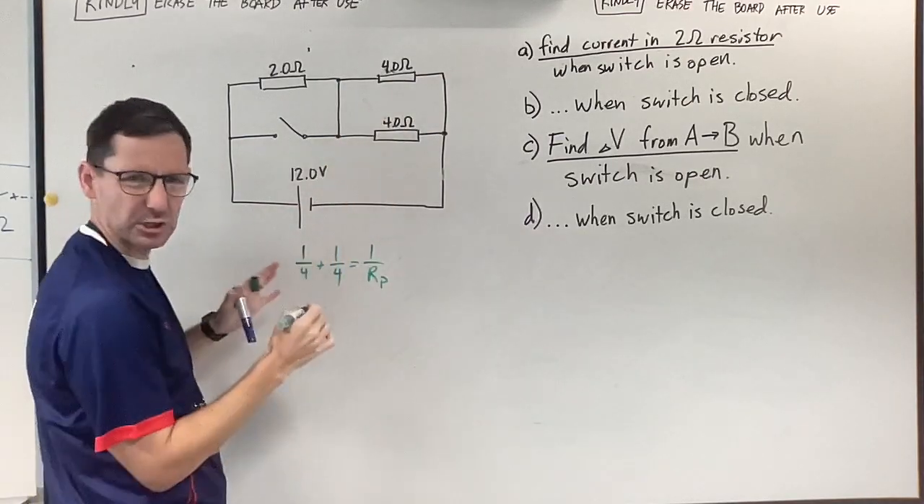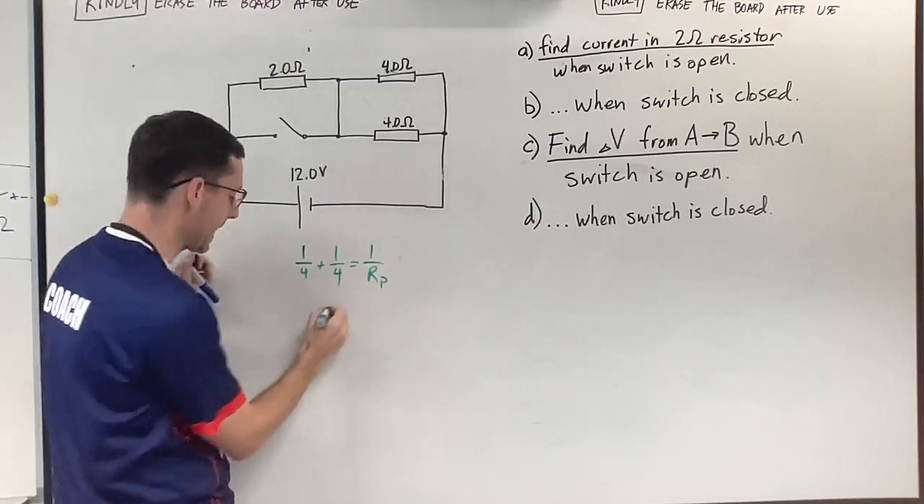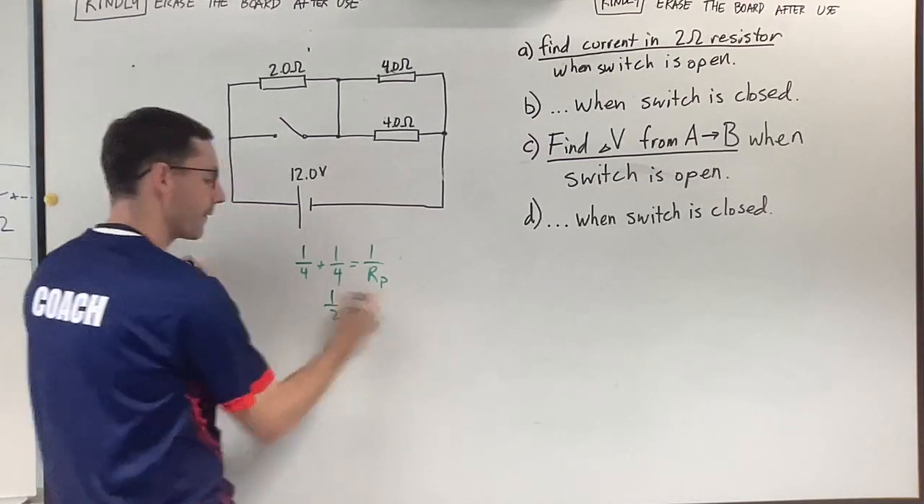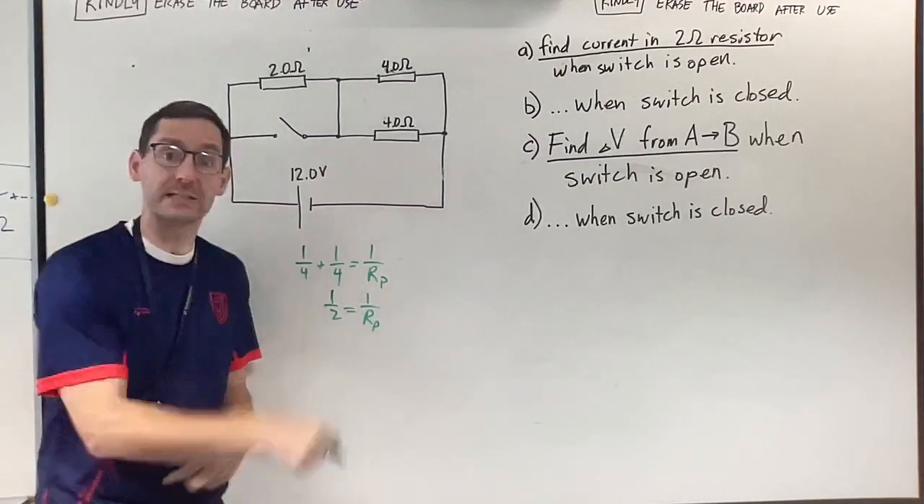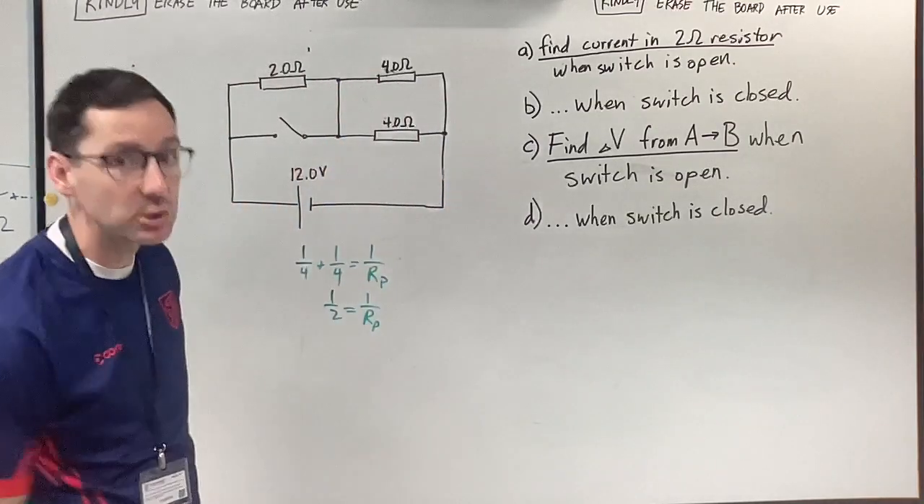Now, I can actually do this basically in my head, right? 1/4 plus 1/4 is 2/4, which is a half. So 1/2 equals 1 over RP. Do not forget that that's one over. I know I say this every single time. It's because one of you is going to forget it anyway. But I'm trying to avoid that.